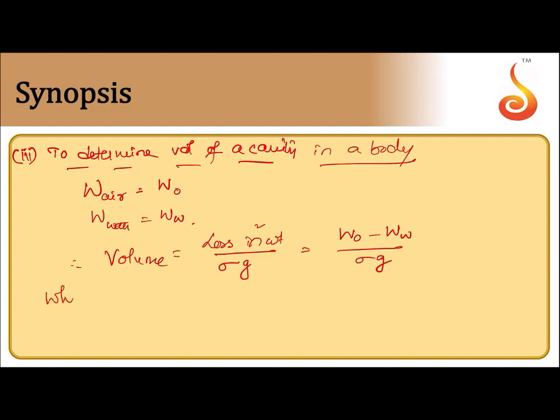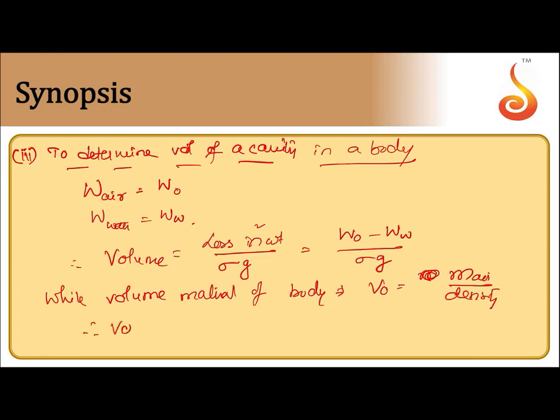While the volume of material of the body is equal to V0, which is nothing but mass of the body in air divided by density of the material. So, we can calculate this. Therefore, volume of the cavity is V minus V0. So, we can subtract one from the other and find out the volume of the cavity using this concept.